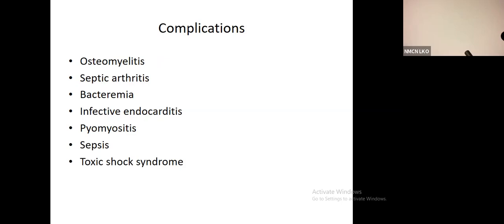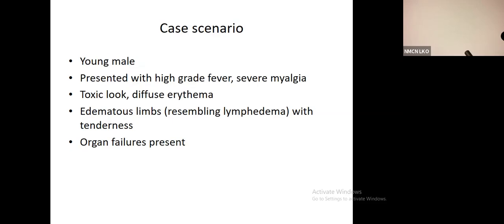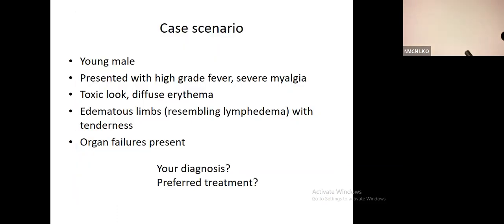Sometimes they will present with just diffuse redness, and you will not know that there are abscesses, and it's only later that you come to know when you find that there is some area where there is fluctuation. A case scenario presented with high-grade fever, severe myalgia, toxicity, diffuse erythema, edematous limbs, and organ failure. And this is the picture. What is this? Necrotizing fasciitis, right? So, what is the preferred treatment?